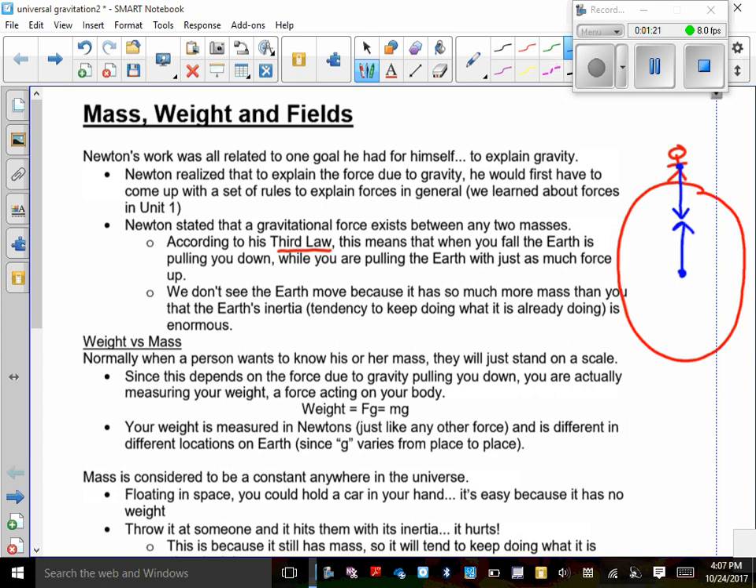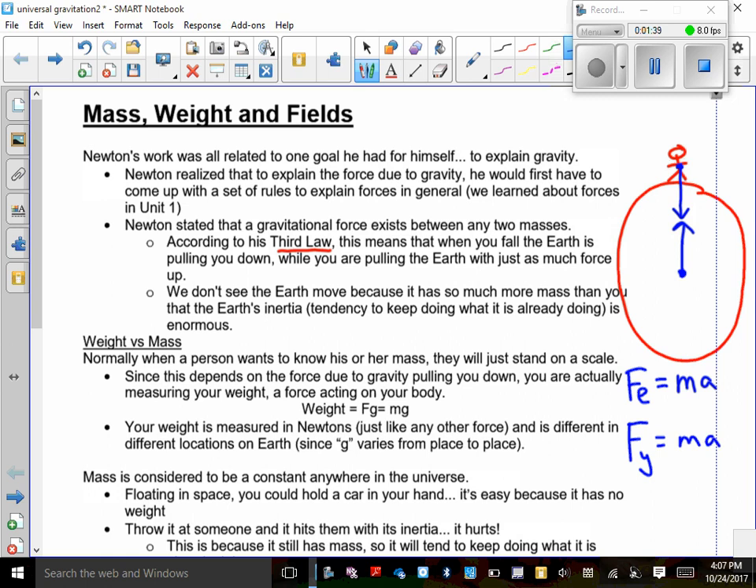So these should be the same. So you're pulling the Earth up. These should be the same length. Okay, so the forces are equal. So the force on the Earth is mass times acceleration, and the force on you is also mass times acceleration.